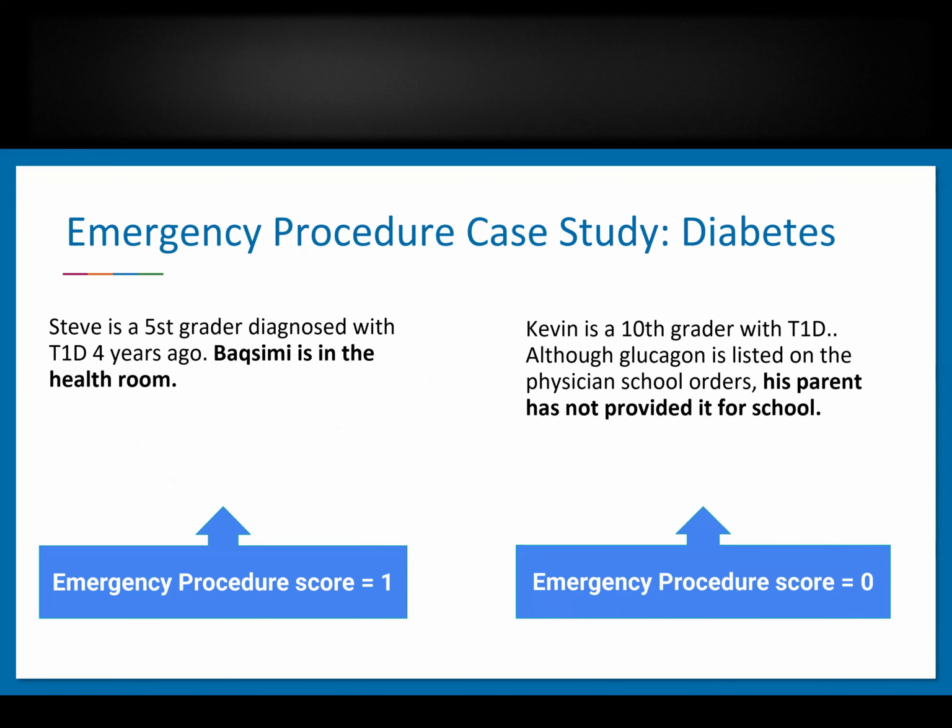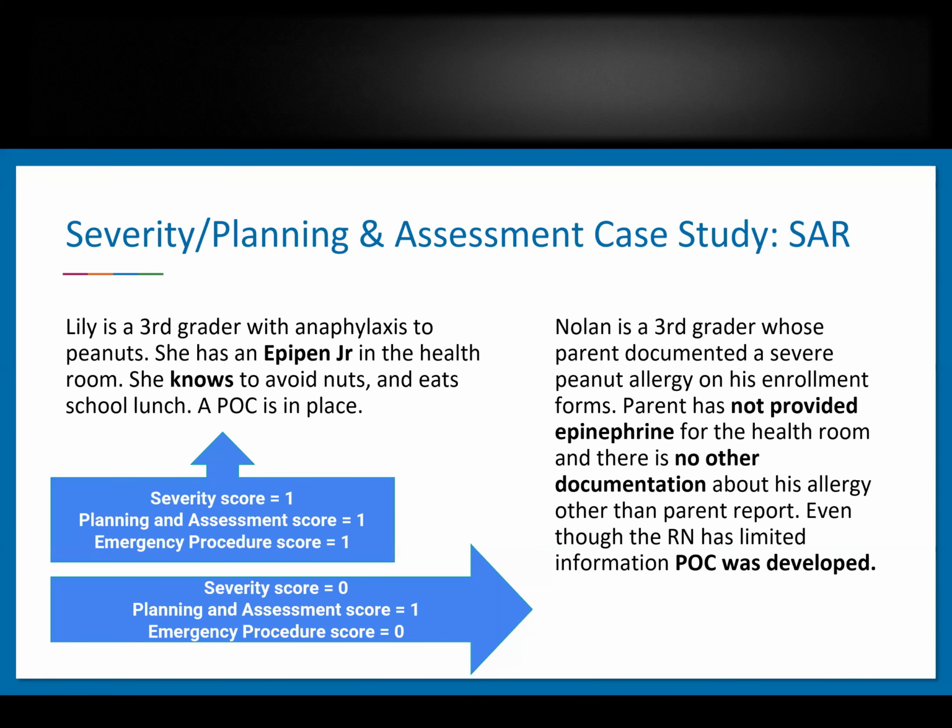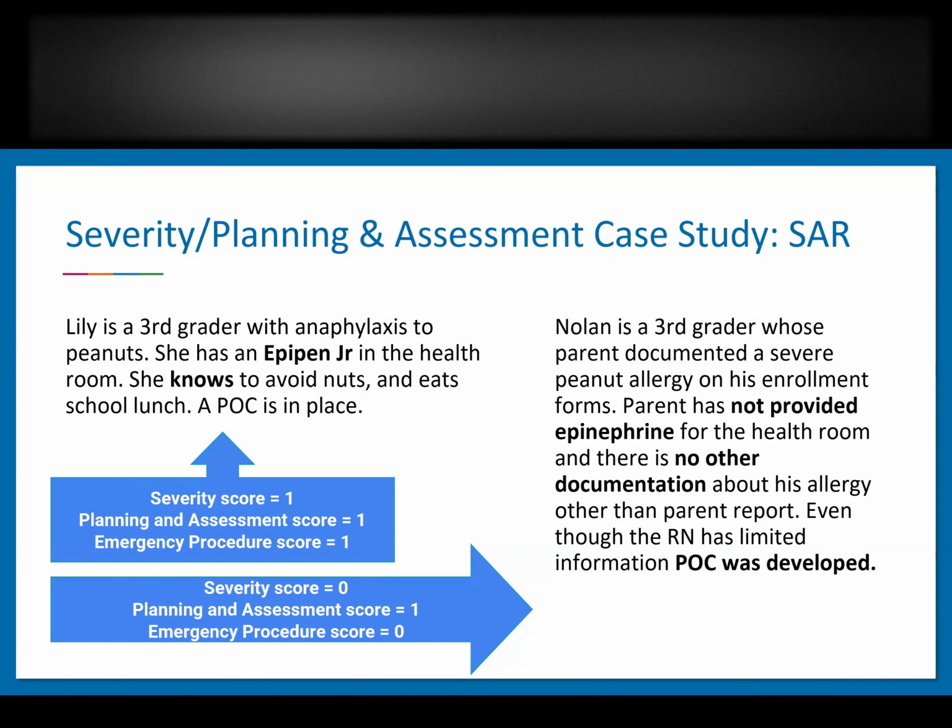The emergency procedure score is a 1 because there is an EpiPen Junior in the health room. Nolan is a third grader whose parent documented a severe peanut allergy on his enrollment forms. The parent has not provided epinephrine for the health room, and there is no other documentation about his allergy other than the parent report. Even though the RN has limited information about Nolan's individual needs, a plan of care was developed. In this case, the nurse would do an assessment of the student and take a history to determine the veracity of the medical condition.